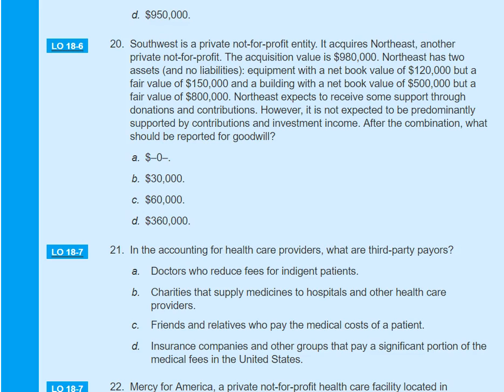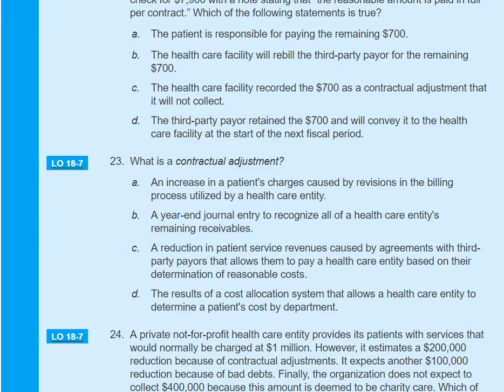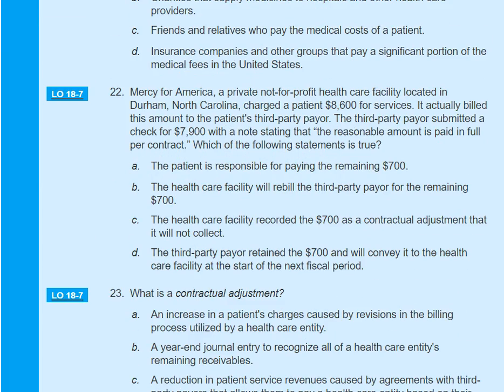Now, let's see another example here. Problem number 22. I see some numbers here. Mercy for America is a private not-for-profit healthcare facility located in Durham, North Carolina. They charge a patient $8,600 for service, and it is billed to the patient's third-party payer, whether the insurance company or Medicaid. The third-party payer submitted a check for $7,900, and they wrote a note that the reasonable amount is paid in full per contract.